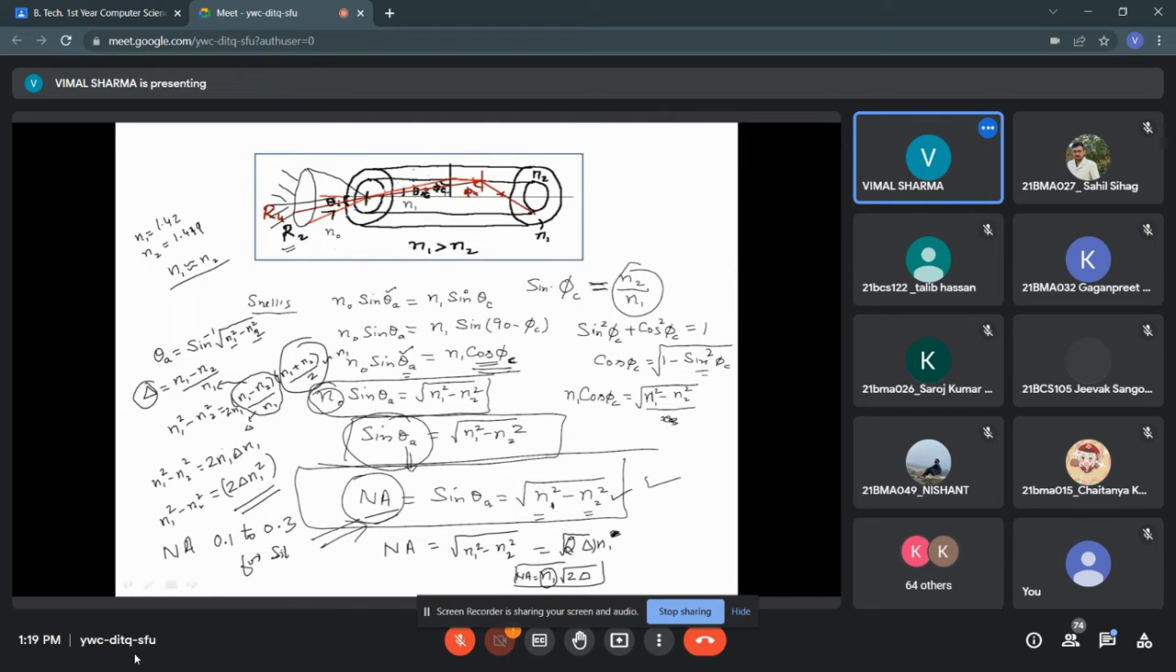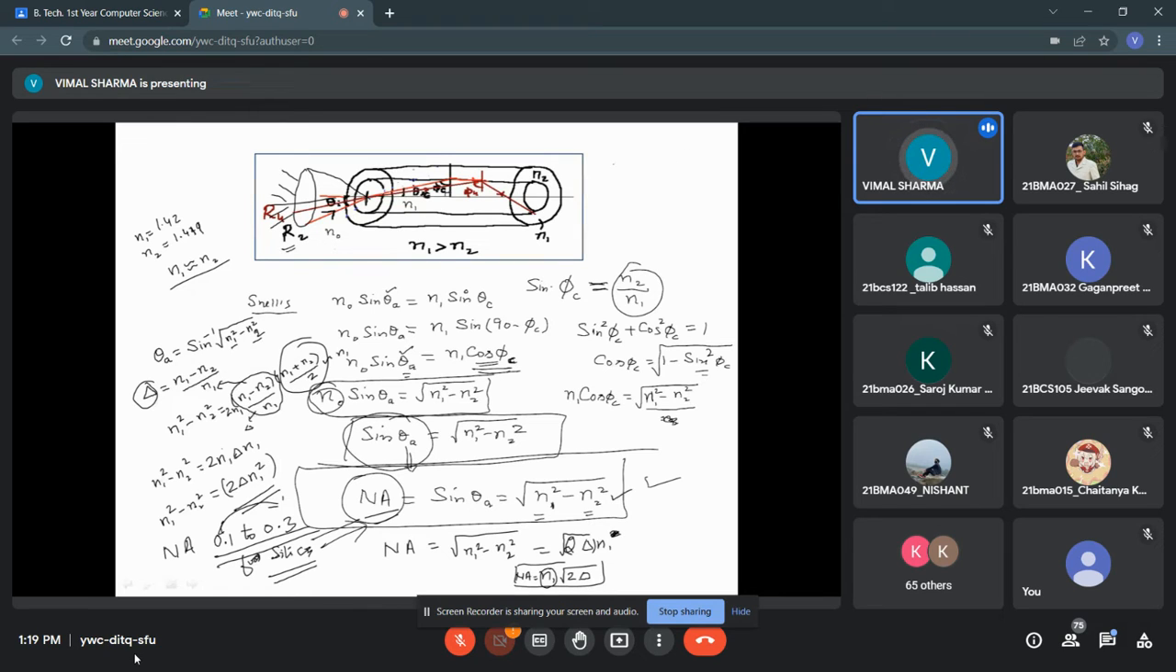And for other materials, we cannot make this big change. This is relatively big. You can say that this is a difference of only 0.2, but it is relatively big relative to the other materials. So in silica, we have this freedom of having a big range of numerical aperture. We can change it through this, 0.3 to 0.4.